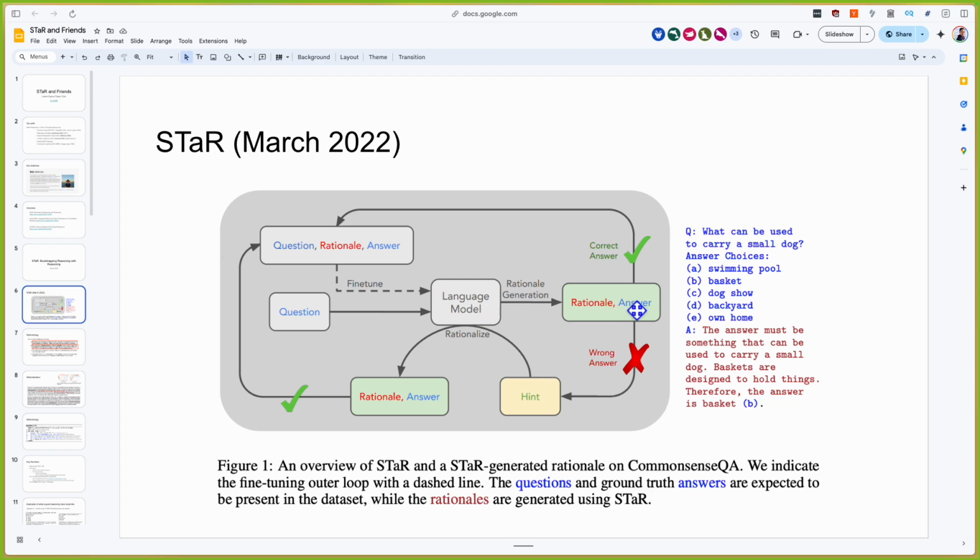There's a second loop where if the rationale leads to a wrong answer, they can generate a rationalization. So these two words are pretty similar, rationale and rationalization. They're two different words as far as the paper is concerned. And the rationalization, if it does lead to a correct answer, then it also gets fed back in. So that wrong information is captured a little bit. We'll see later that there's actually ways to do this better that the original STAR paper missed.